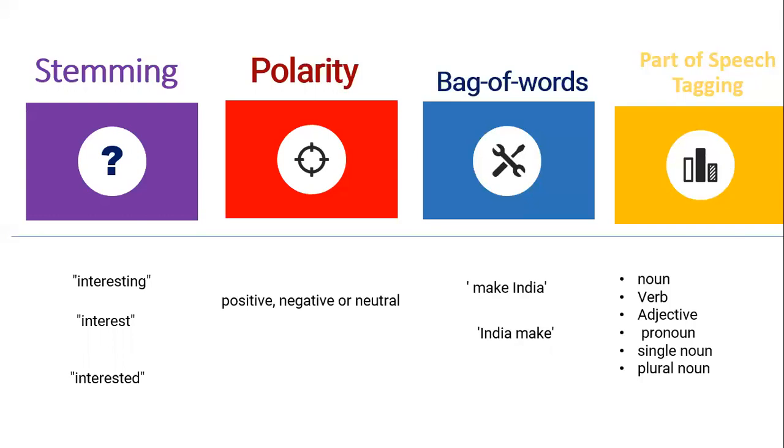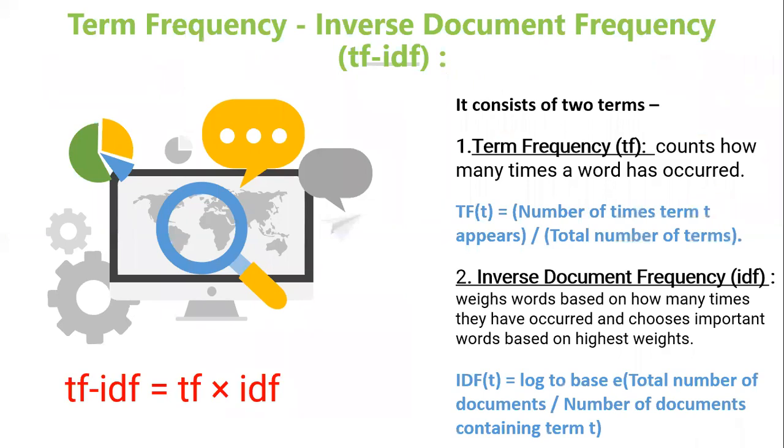Bag of words. Each sentence or document is a bag of words, ignoring grammar or even word order. The terms Make India and India Make are exactly the same. Parts of speech tagging. It involves tagging each word in the document and assigning a part of speech such as noun, verb, adjective, pronoun, singular noun, plural noun, etc. Now let's have a look at term frequency, inverse document frequency, TF-IDF.